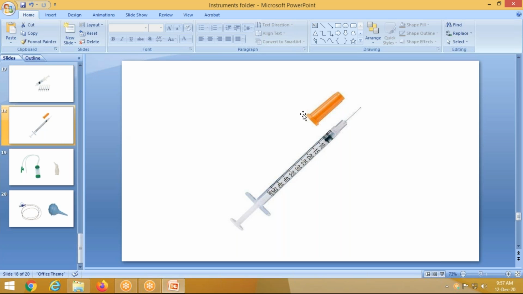This is an insulin syringe. Insulin syringe you can identify by the presence of units. See, here units are there. At the end you can see the units. And where do you use insulin? For daily subcutaneous insulin administration, or in DKA. After giving an infusion, you can use subcutaneous insulin in DKA.